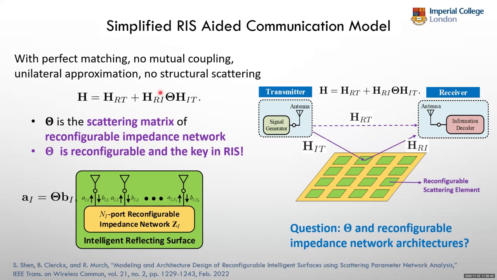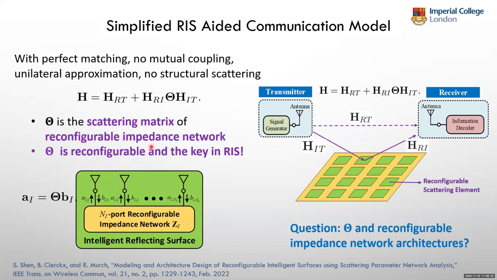In the sequel, I will use this model as much as possible, but sometimes I will depart from this, and then I will go back to multiport network theory. Now, this theta is very important. It is often called the phase shift matrix in the RIS literature, at least in the communication literature. More generally speaking, it is what is called a scattering matrix. It relates the impinging wave and the reflected wave on the RIS. I will use that terminology later on because it is a much more common terminology in microwave theory.